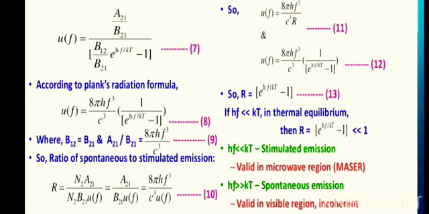According to Planck's radiation formula, U(F) equals 8πhF cubed by c cubed times 1 by (e to the power hf by kT minus 1). Let's name it 8, where B12 equals B21 and A21 by B21 equals 8πhF cubed by c cubed. Let's name it 9. So the ratio of spontaneous to stimulated emission R equals N2 A21 by N2 B21 U(F), that is equal to 8πhF cubed by c cubed times 1 by U(F). Let's name it 10. So U(F) equals 8πhF cubed by c cubed times 1 by R. Let's name it 11. And U(F) equals 8πhF cubed by c cubed times 1 by (e to the power hf by kT minus 1). So R equals e to the power hf by kT minus 1.